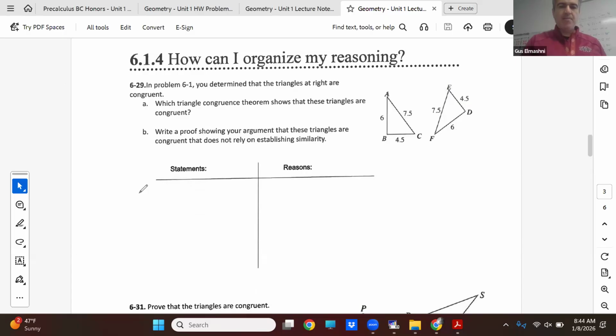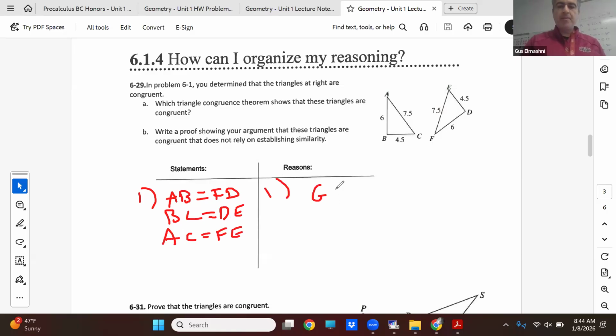You could just say, well, AB equals FD, right? I mean, just look at it. They both equal 6. BC equals DE, both equal 4.5. So again, just look at it. AC equals FE. Again, just look at it. And you can say it's given.